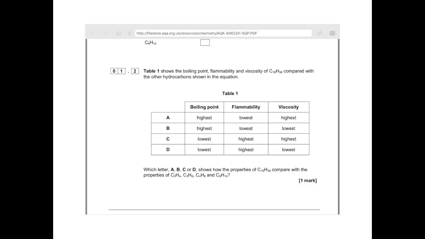In terms of flammability, that's how readily it sets alight. The larger the molecule, the less flammable it will be. So we're looking for lowest on flammability. Finally, viscosity is how readily the substance flows. So the more viscous a substance is, the thicker it is and the less readily it flows. So obviously larger molecules will flow less readily and therefore they'll be more viscous. So you're looking for boiling point highest, flammability lowest, viscosity highest, which is why the answer here is A.